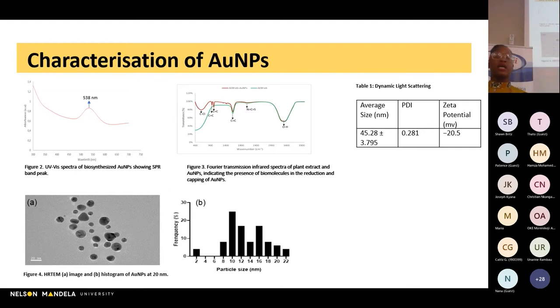The hydrodynamic size of the gold nanoparticles was measured using DLS, showing a size of 45 nanometers and a zeta potential of -20.5, which proved that these nanoparticles were stable and could be used for colon cancer treatments in the lab. And then the next step was to check the shape of the gold nanoparticles using HRTEM. In figure 4A, those were mostly spherical nanoparticles with a few triangular shaped nanoparticles, and they showed an average size of 14 nanometers.